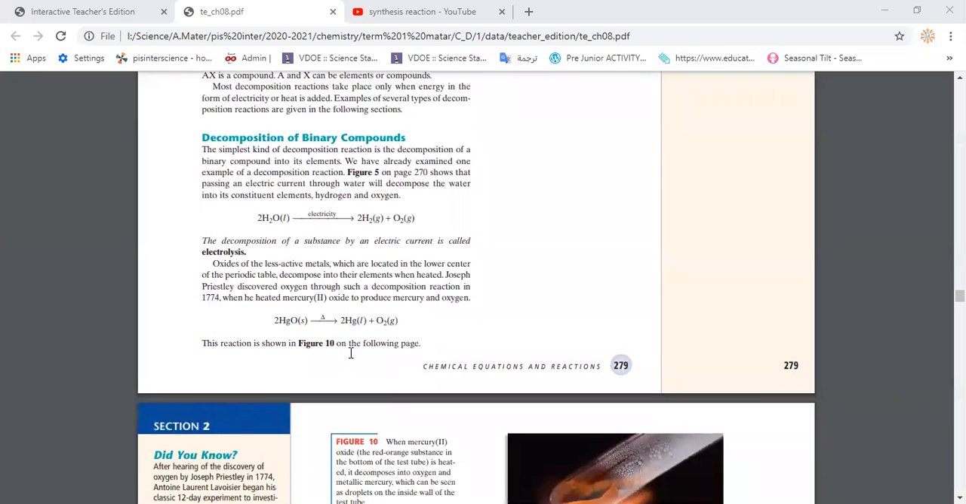The other type is decomposition by using heat. So we have categories we're going to note. First of all, oxides. For example, here the mercury oxide, HgO. Once it's heated, the triangle above the arrow, remember, means heat. This means the mercury oxide, without heating, will not break down, so we must heat it.